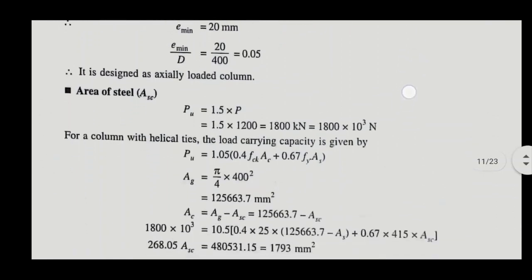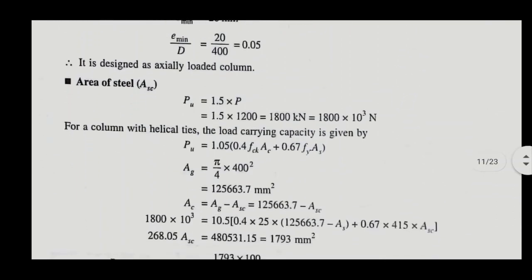Now first step is Pu. To find out Pu, you have to multiply partial safety factor 1.5 into axial load, that is P. 1.5 into 1200 is equal to 1800 kilonewton or 1800 into 10 cube Newton.